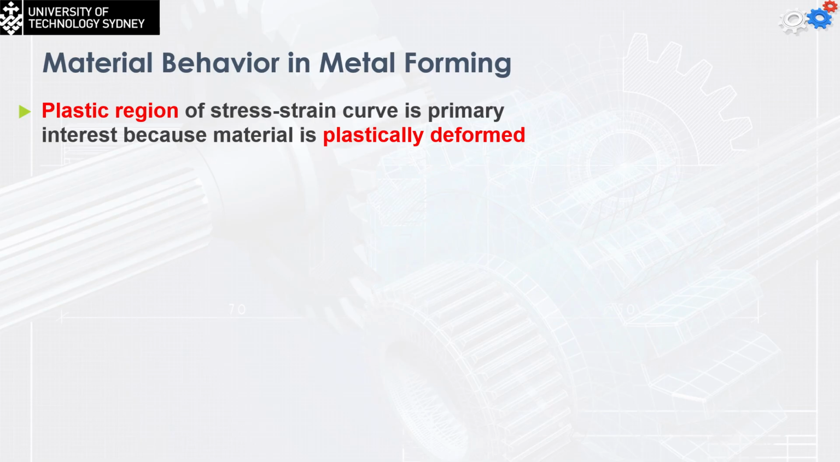You remember that the plastic region of the stress-strain curve is going to be the primary interest because the material is going to be plastically deformed. So actually, when we shape the part in metal forming, we would like it to pass the critical point, which is the yield point. We want to move from the elastic region to the plastic region.